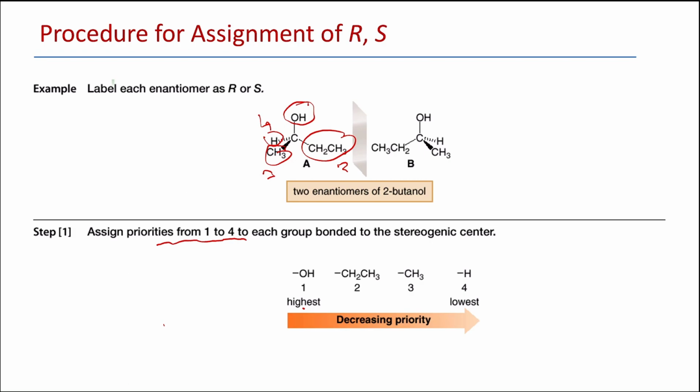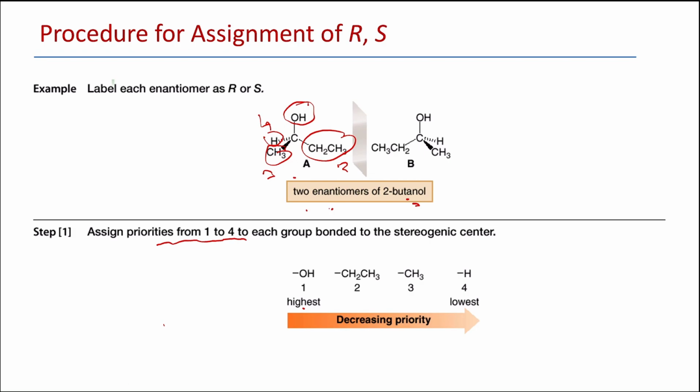So let's have a look at these two enantiomers of 2-butanol to decide the configuration. Remember that these two here are mirror images of each other. So you can see these A and B are mirror images of each other. So they are the two different enantiomers of the same molecule. One of them is R and the other one is S, but which is which?